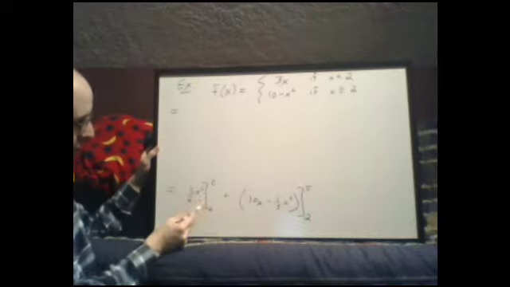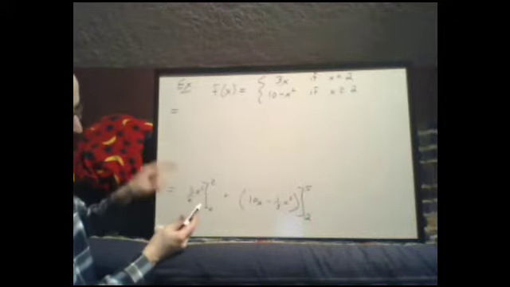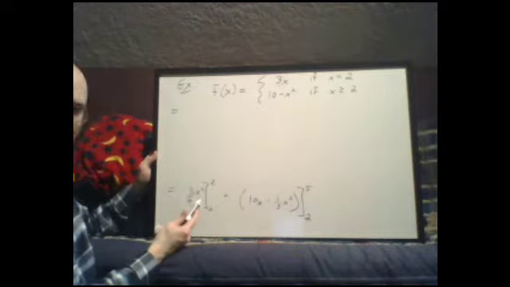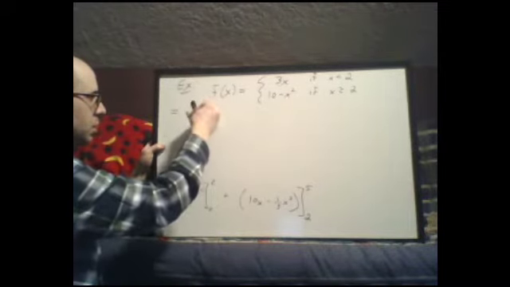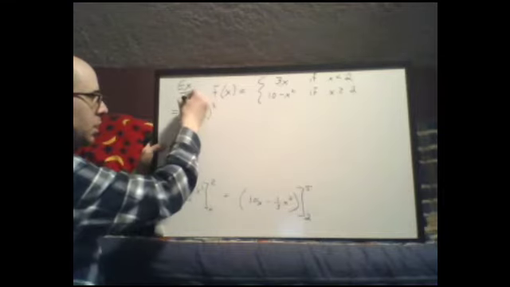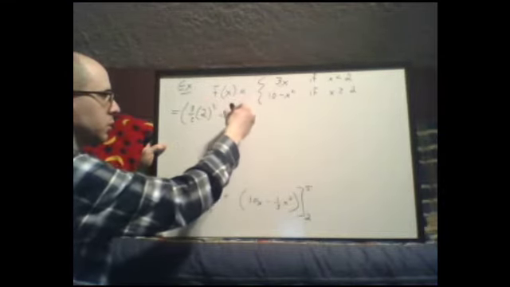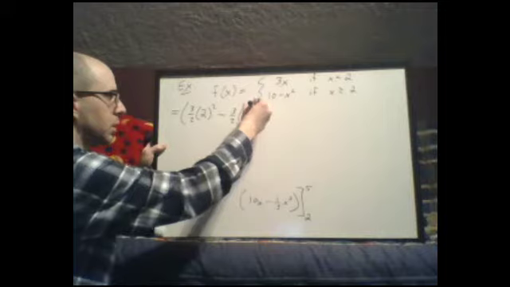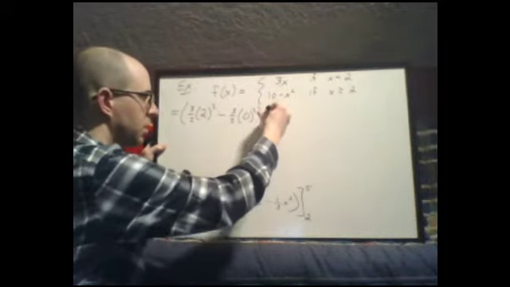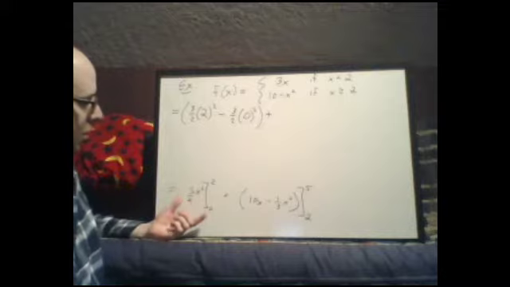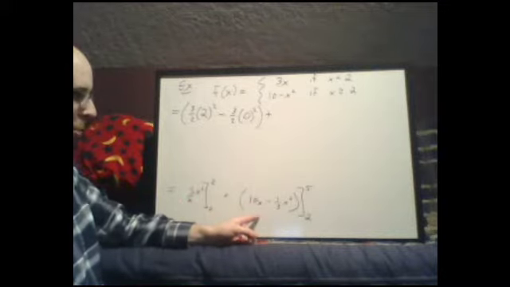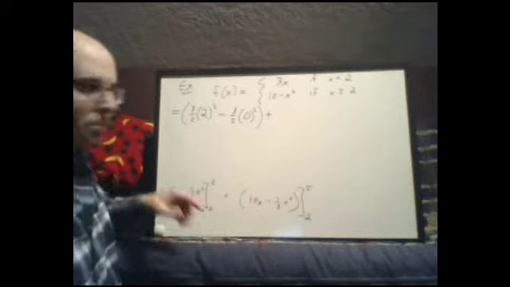Okay, so now we plug in our values. So 2 and 0, we're just plugging into this function here. So we get 3 over 2 times 2 squared minus 3 over 2 times 0 squared. That was this function. Now this one we have to be more careful because it's got multiple terms.